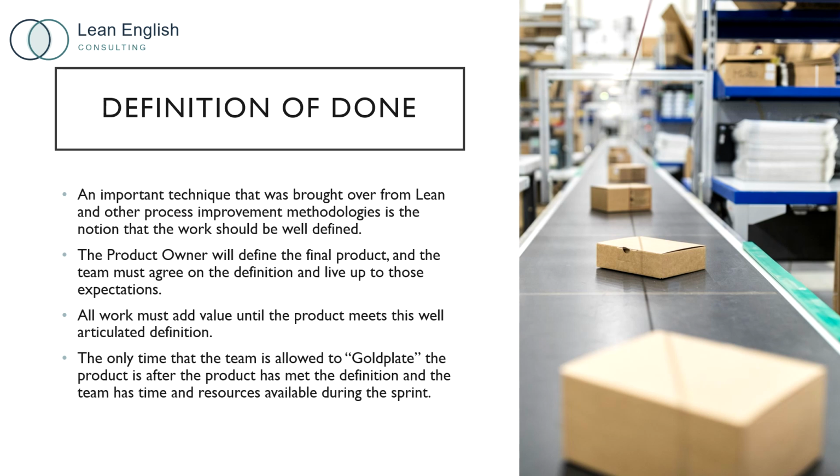In the beginning, the customer's ideas may be vague, but as they review the team's work, they refine their expectations and provide more detail. The product owner will define the final product, and the team must agree on the definition for each sprint. All work must add value until the product meets this well articulated definition. The only time the team is allowed to gold plate the product is after the minimally viable product has met the definition and the team has time to try to impress the client.